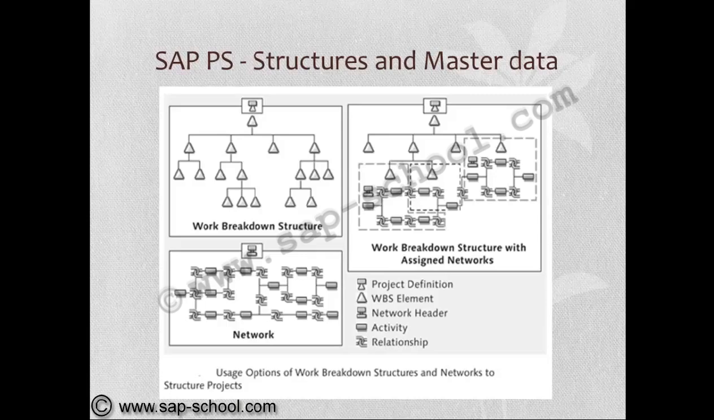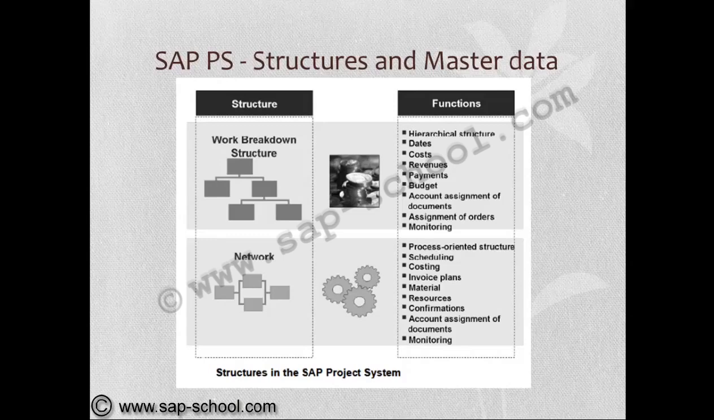project, and the functions of these work breakdown structures are hierarchical structure, dates, costs, revenues, payments, budget, account assignment documents, assignment of orders, monitoring. And the functions of network are process-oriented structure, scheduling, costing, invoice plans, material, resources, confirmations, account assignment of documents, monitoring. Now we can see in detail information of work breakdown structure.